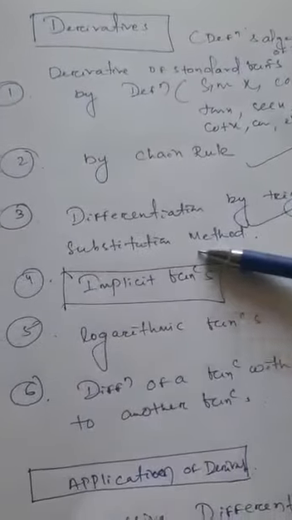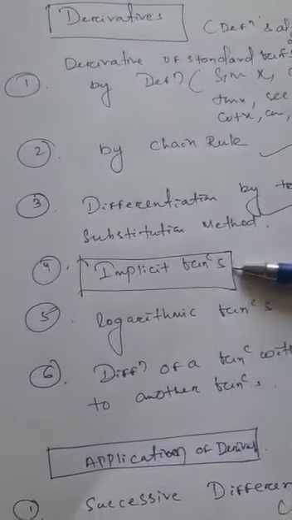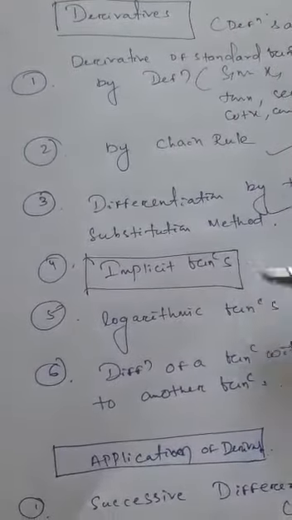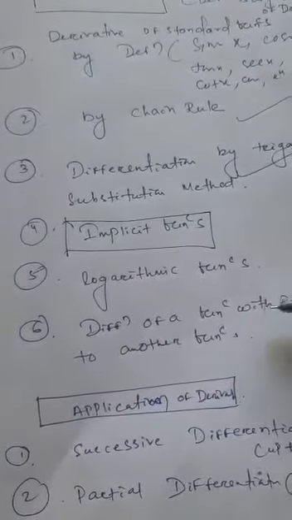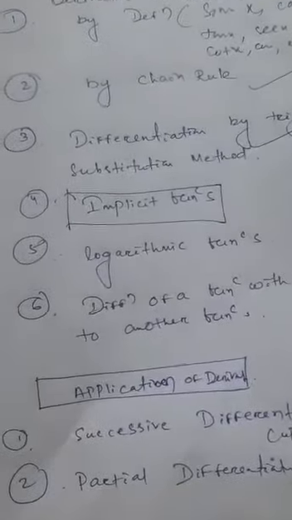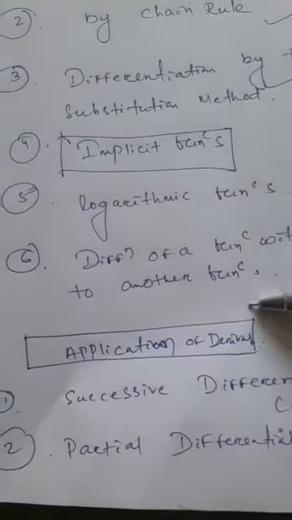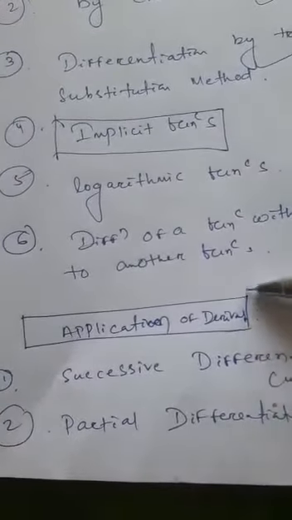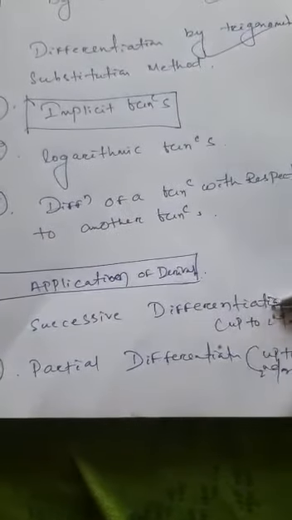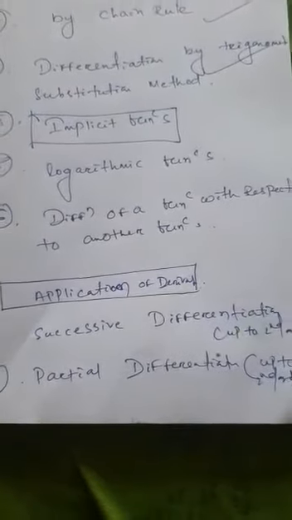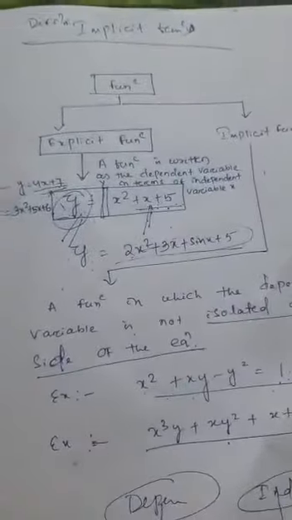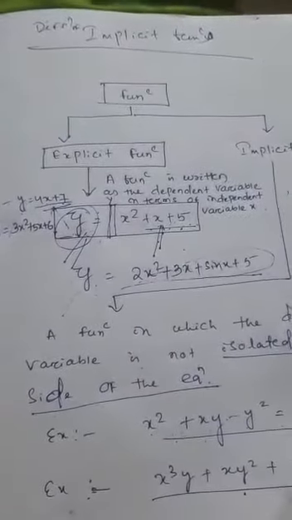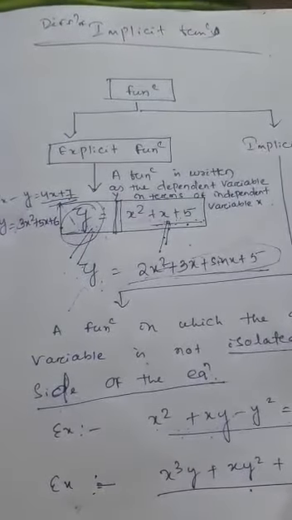Now what are the remaining portions? The remaining portions are implicit functions, derivative of implicit functions, derivative of logarithmic functions, differentiation of a function with respect to another function, and also the application of derivative part is there. In the application of derivative part, there are two portions: successive differentiation up to second order and partial derivative up to second order.